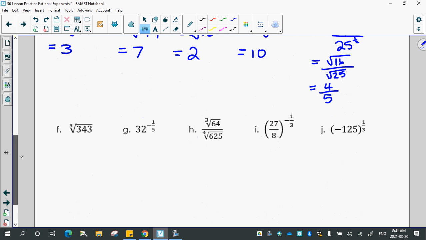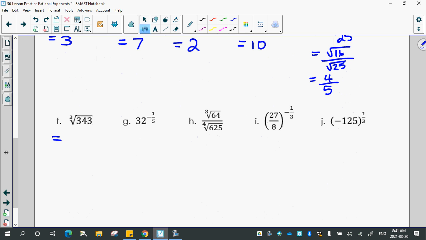All right, now we're given them as roots. So the third root of 343, we can do trial and error. So you can try 2 cubed, no. 3 cubed, no. 4 cubed, no. 5 cubed, no. 6 cubed. It turns out 7 cubed. Okay. Or you can use the button on your calculator.